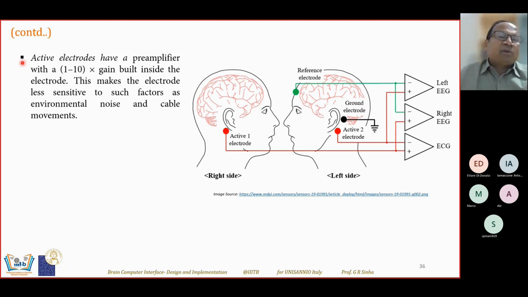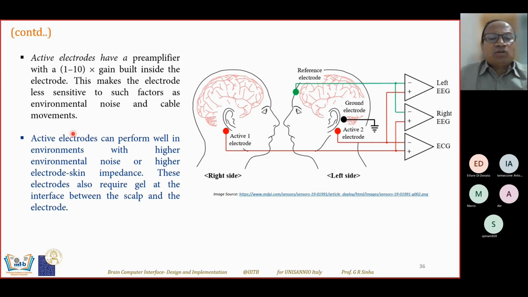So active electrodes have a preamplifier. The difference between active and passive is that in an active electrode, there is an inbuilt preamplifier that can amplify your signal, maybe in the range of 1 to 10, built inside the electrode. This makes the electrode less sensitive to factors like noise and cable movement, because there is some inbuilt amplification. So the signal strength received by an active electrode is a little larger compared to the passive case, so the contamination possibility becomes less. Active electrodes therefore perform well in environments with higher environmental noise or higher electrode-skin impedance.